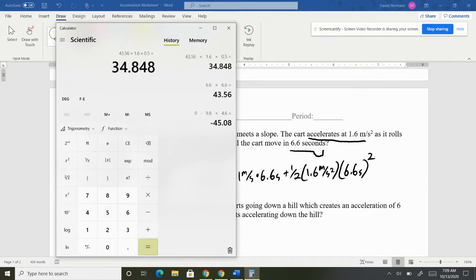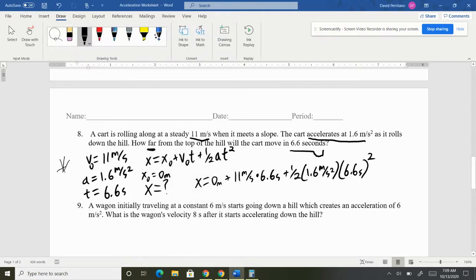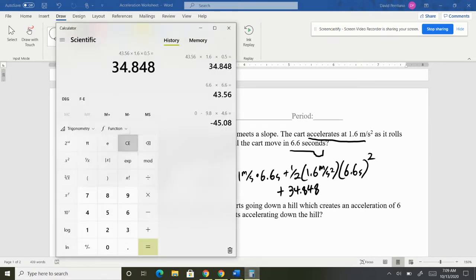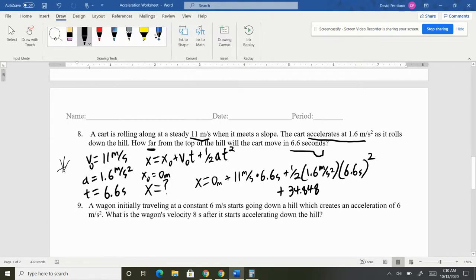All right. And so I end up with 34.848. Let's write that in. So now I simplified this. 34.848. And I'm going to do this 11 times 6.6 next as well. 72.6. So I really just simplified this. So there's where we're at.